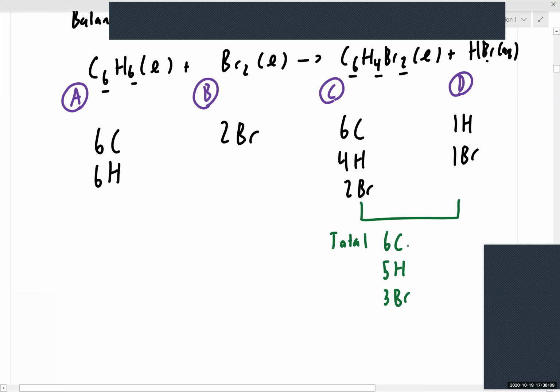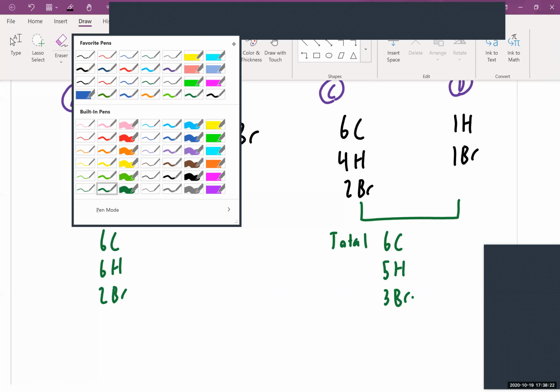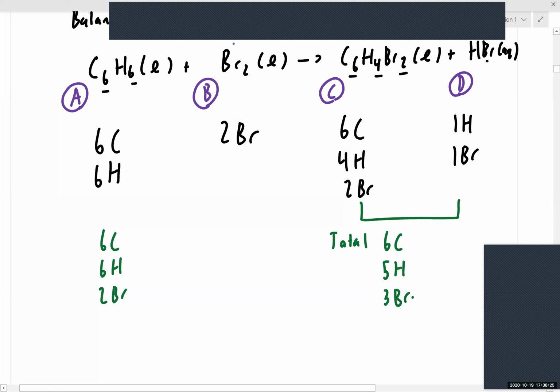On the right-hand side, we have 6 carbons, 5 hydrogens, and 3 bromines. On the left-hand side, we have 6 carbons, 6 hydrogens, and 2 bromines. So, just working along procedurally, which elements are not balanced? Which elements have a different number of atoms on each side of our chemical equation? Bromine, yep, exactly right. What else?